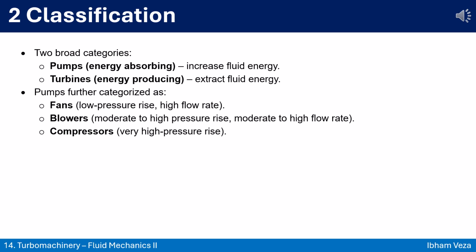Now let's break pumps down further. Not all pumps are created equal. Fans produce a small pressure rise but deliver high flow rates, ideal for ventilation systems. Blowers take it a step further, generating moderate pressure rises while still maintaining relatively high flow. Compressors, however, are the heavy lifters in this family. They deliver very high pressure increases, often needed in gas turbines, refrigeration, and air compression systems. Understanding these classifications is not just about memorization. It's about recognizing what each machine is designed to do and choosing the right one for the job.